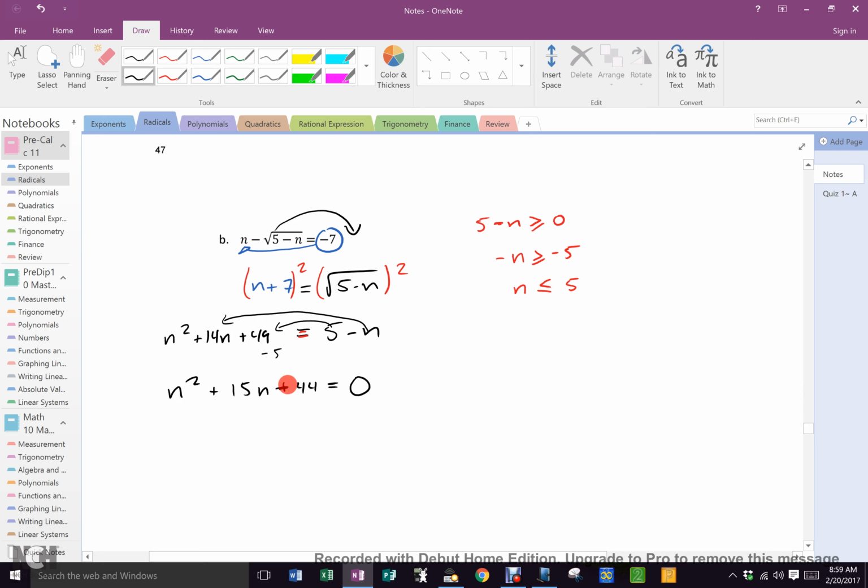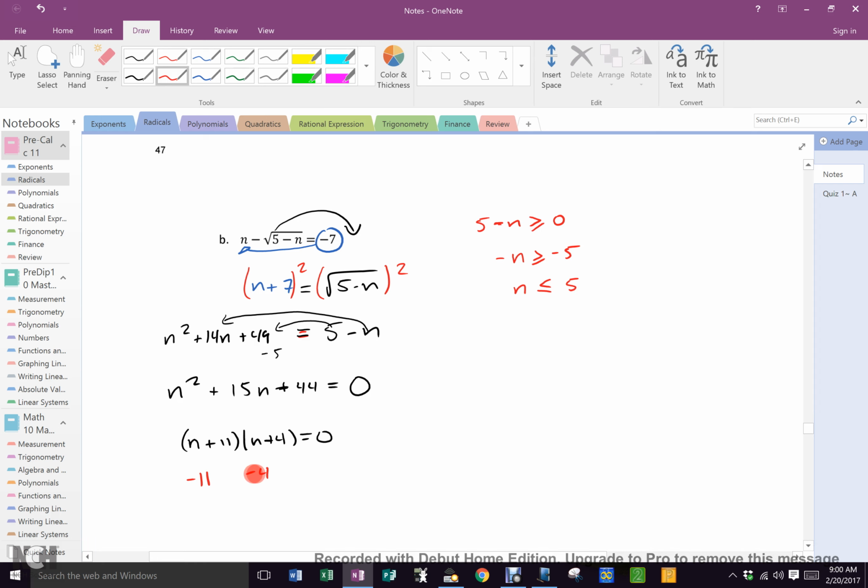Factors of 44 that add to 15. What are they? 11 and 4. So I got n plus 11 and n plus 4. Now, for that to be true, one of them has to be 0, yes? So if this one's 0, it's going to be negative 11, right? If this one's 0, it's going to be negative 4, right? Do both of those satisfy our restriction? Yes. But I got to check them now, don't I?